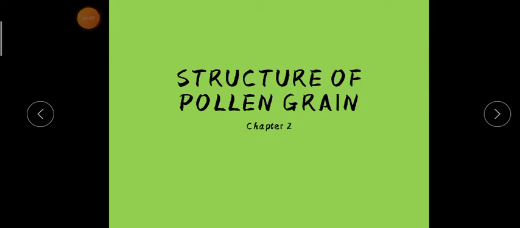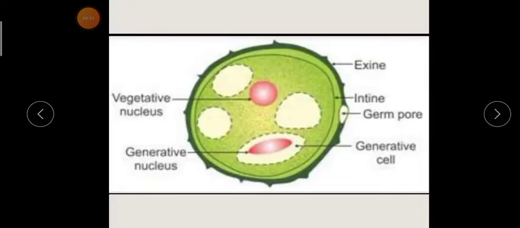Hello students. Today we are going to discuss a very important topic of the male reproductive system of a flower, and that is the pollen grain. The pollen grain is the male gamete which is present in the reproductive part of a flower, that is the androecium, the male reproductive part of a flower. Let us see the structure of a pollen grain, how a pollen grain looks.